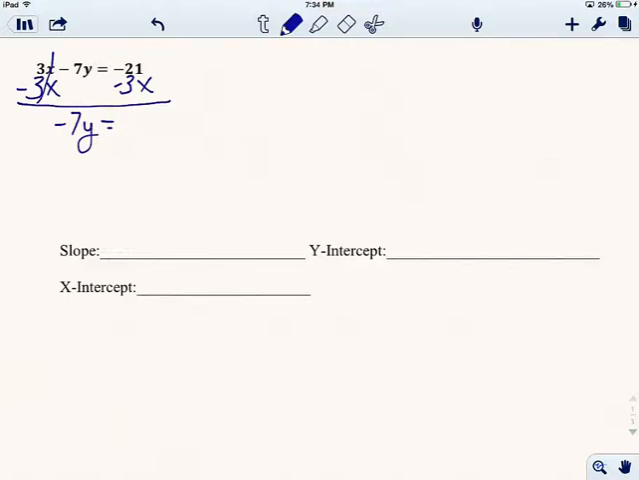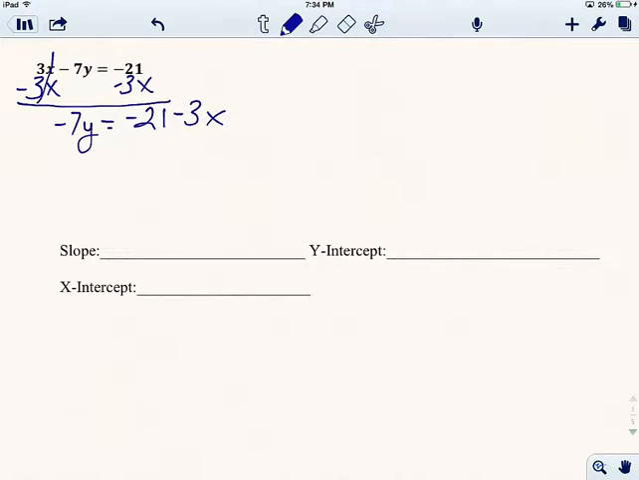Now, let's not do something crazy like try and do 21 minus 3 is 24 or something like that. Remember, we can't combine those things. They're like apples and oranges. They don't mix. So I have to leave everything as it is. So negative 21 minus 3x. Make sure we leave that x in there.